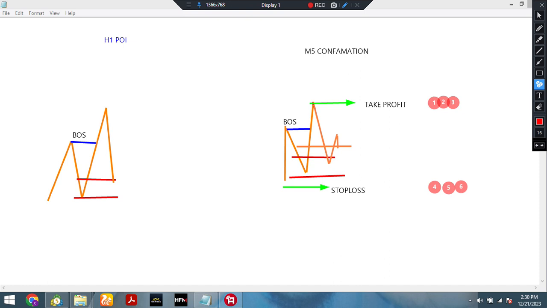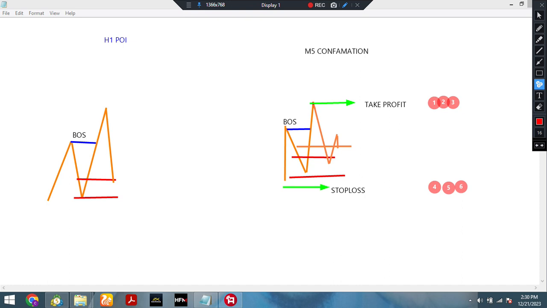But if it comes here, you can take a ratio of 1 to 3, or 1 to 4 of your profit. So this is what I was explaining initially regarding the POI. So if you are confused, I think this has given you clear details of what it is.